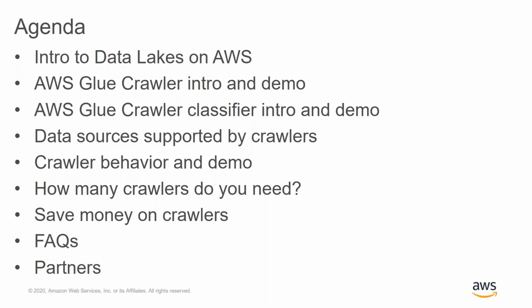The different data sources that are supported by crawlers. Crawler behavior and the demo. A crawler is an algorithm. When you have an algorithm, it works and functions a certain way, so I want to demonstrate that to you. And then go into some of the best practices. How many crawlers do you think you would need? What's the best way to think about what's an appropriate crawler number for you? And then save money on crawlers. A few FAQs. These are some commonly asked questions by my customers, so I just preemptively put some FAQs and also a partner slide.